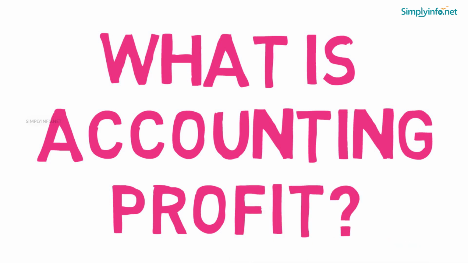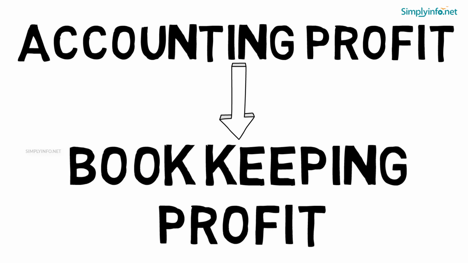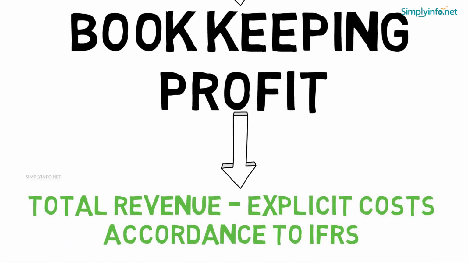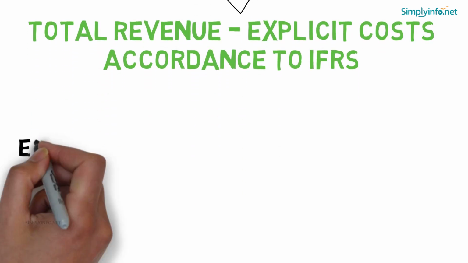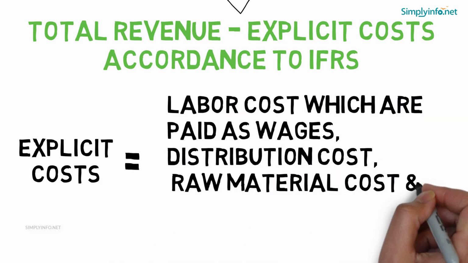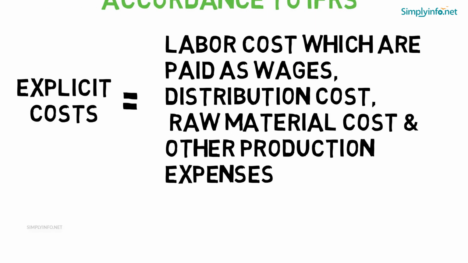What is accounting profit? Accounting profit, also known as bookkeeping profit, is the net income which is left after deducting the explicit costs from the company's total revenue in accordance with IFRS. Explicit costs are the costs that are easily identified and measured. They are the specific amounts paid in the period, for example, labor costs, which are paid as wages, distribution costs, raw material costs, and other production expenses.